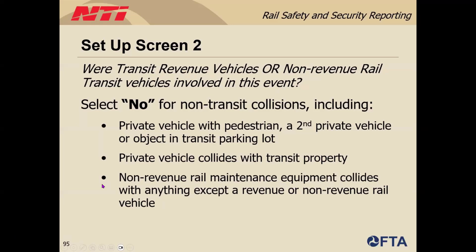Okay. All right. So regarding the question, were transit revenue vehicles or non-revenue rail transit vehicles involved in this event? Answering no to this question would create a non-transit collision form, which must meet a reporting threshold, as we've talked about. And these examples that are presented here are the same as were presented a little bit earlier.